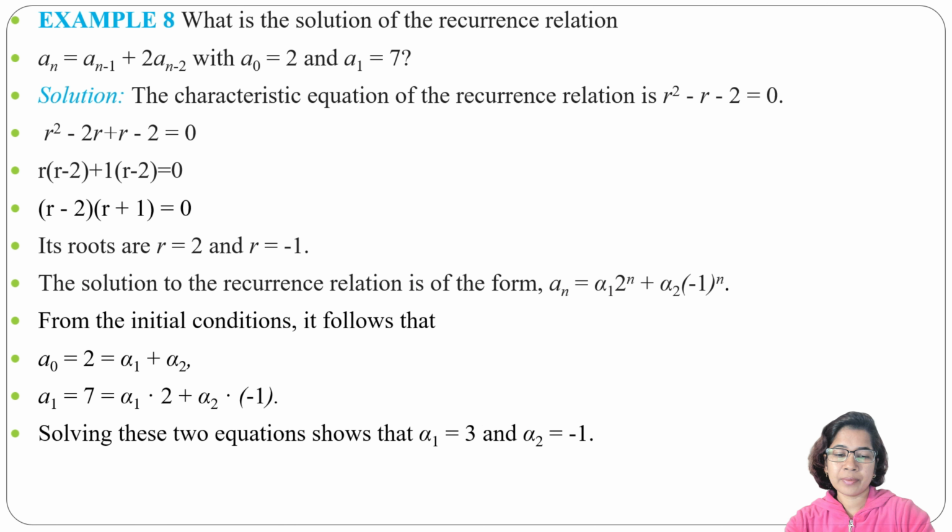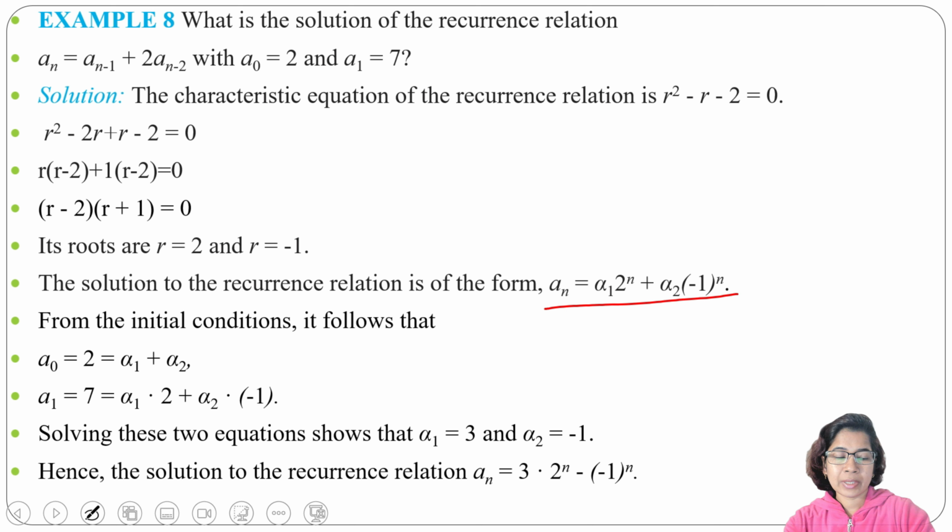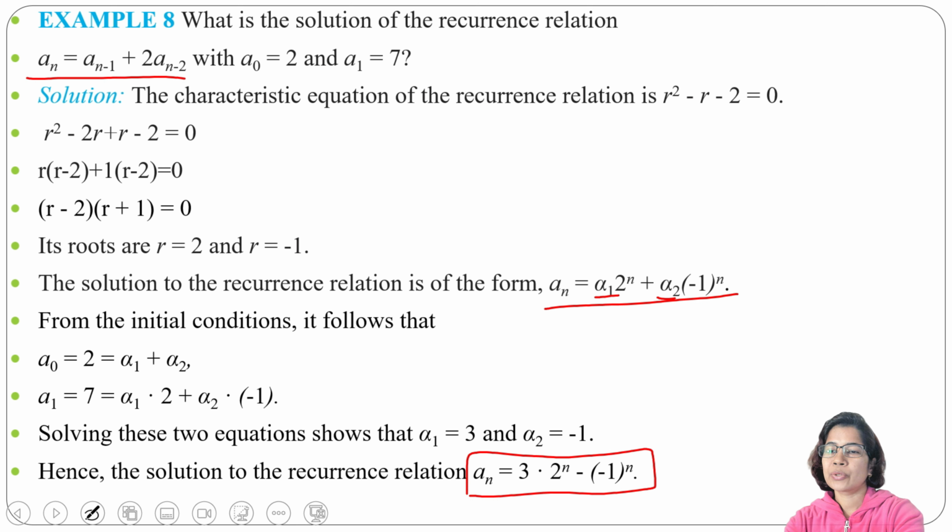Now substitute alpha 1 and alpha 2 value in the solution. So after substituting, we got an equals to 3 2 power n minus 1 power n, right? So in place of alpha 2 we substitute minus 1, in place of alpha 1 we substitute 3. So this is the solution of the recurrence relation an equals to an minus 1 plus 2an minus 2.